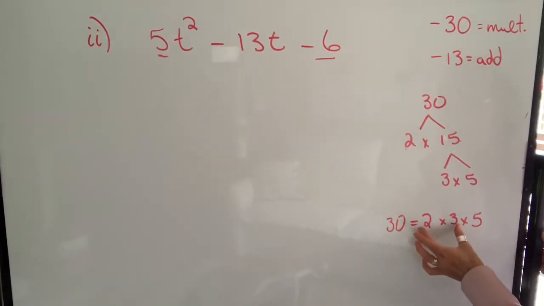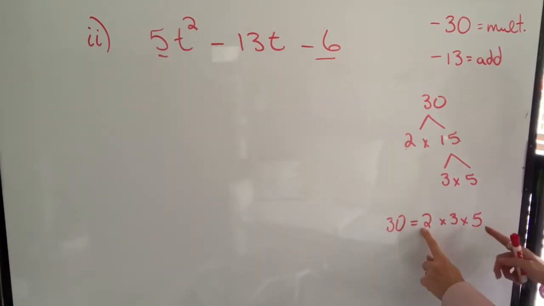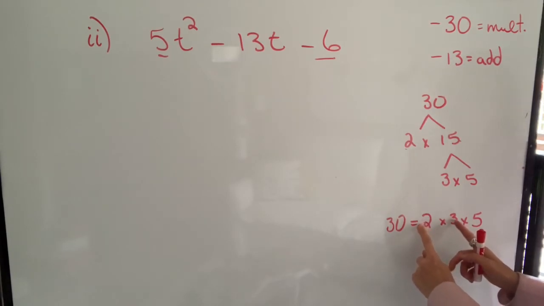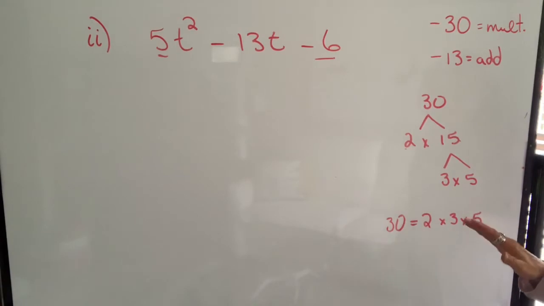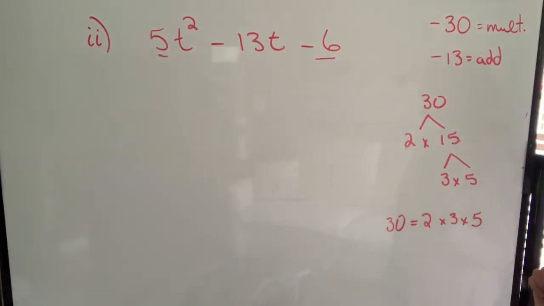So for example, I have 2 times 3 is 6 times 5. I also have 2 times 5, which is 10 times 3. I also have 2 times 15. So it just gives you some of the options very easily when you combine those different factors.